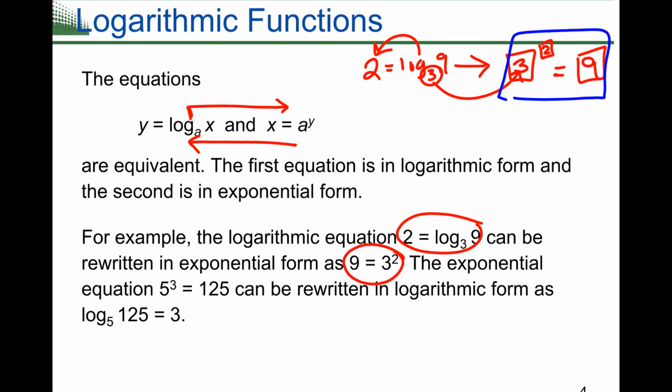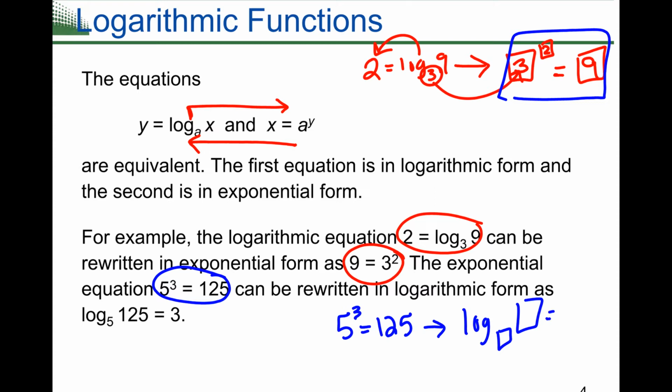Same thing with this one. 5 cubed equals 125. I want to take that 5 cubed equal to 125 and rewrite it as a log. Here are my 3 boxes I have to fill. The base of your exponent becomes the base of your log. A logarithm is equal to an exponent. That's a phrase I'm going to say quite a bit. It's equal to an exponent, so the exponent becomes over here by itself, 3. The only number I haven't used is 125, so I would put it here.